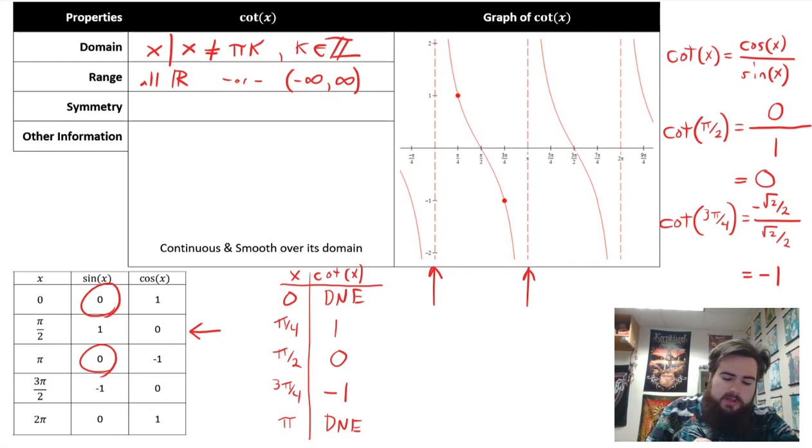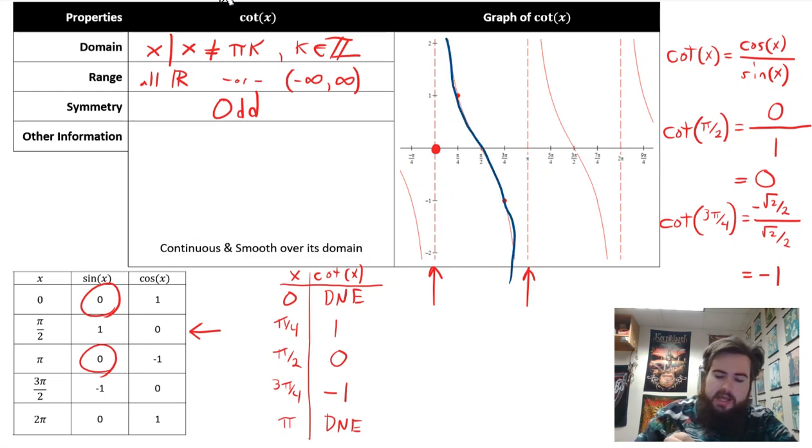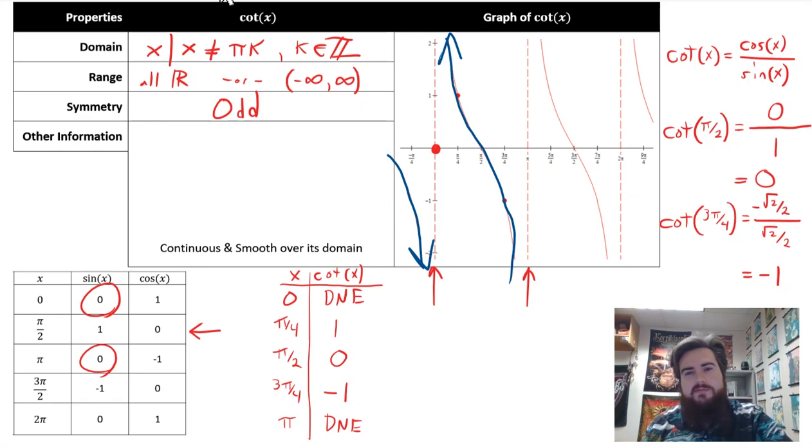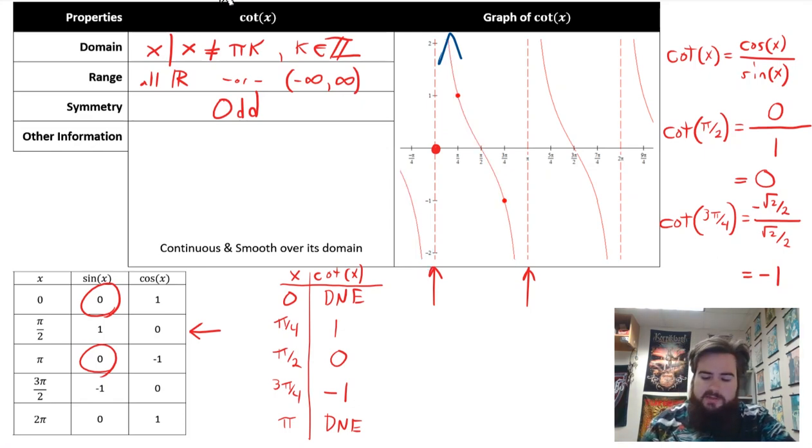The symmetry, though, is also going to be odd. If you happen to spin this graph about the origin, this curve here is going to spin down such that the points up at the top are now at the bottom down here, and you have a curve that's going to still fall on top of itself. So it is going to have odd symmetry just like tangent. What that now implies is that the only functions that are even are cosine and secant. All the other functions are odd.